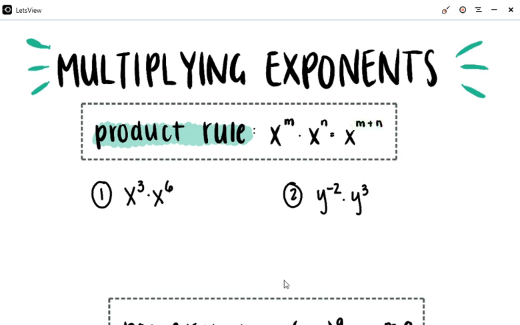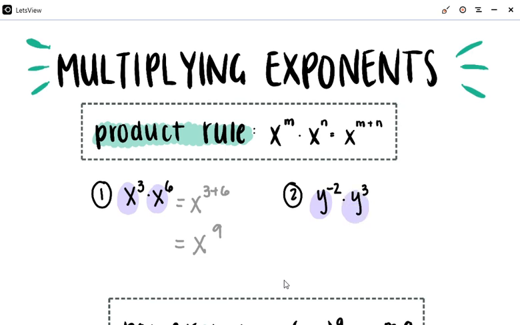All right, so let's go ahead and actually look at some real examples. So first thing you want to check, yes, these are the same base, okay? We can rewrite this as x to the 3 plus 6. 3 plus 6 gives us 9, so we can rewrite that as x to the 9th, all right? Our next example, both of these have a base of y, okay?